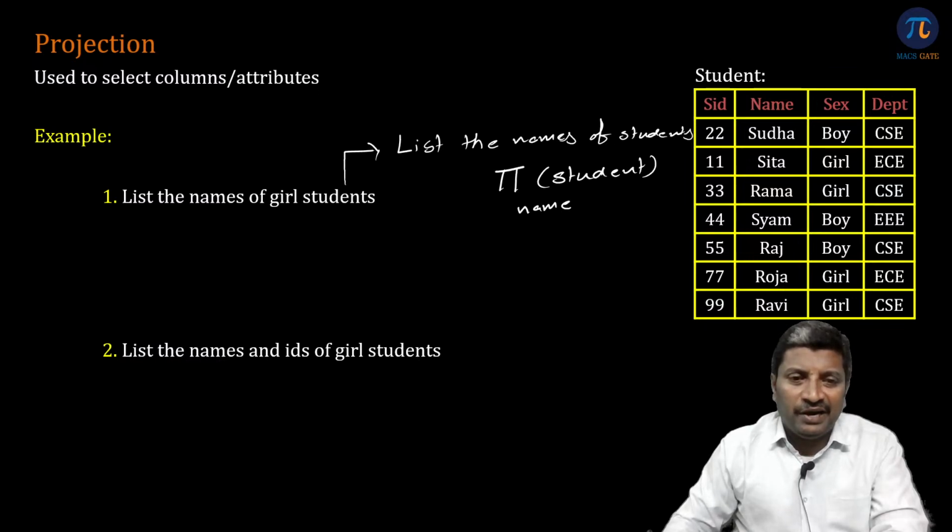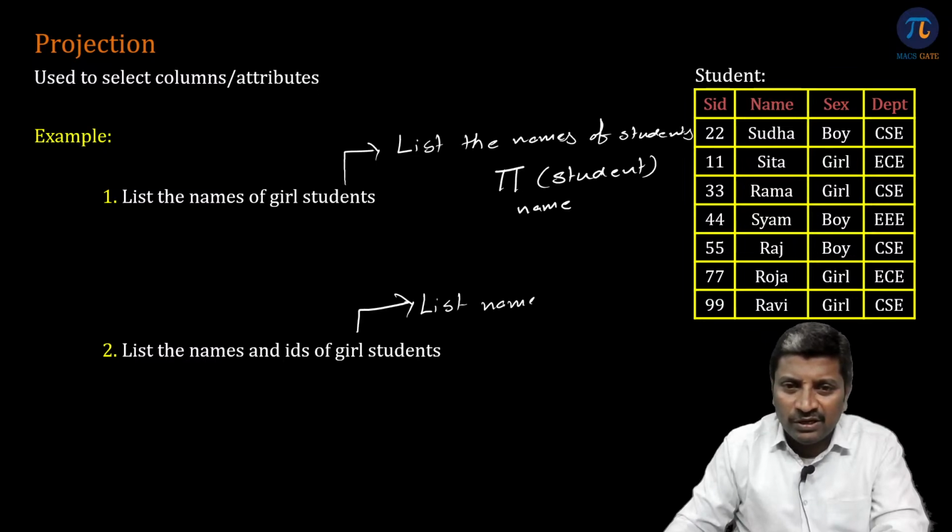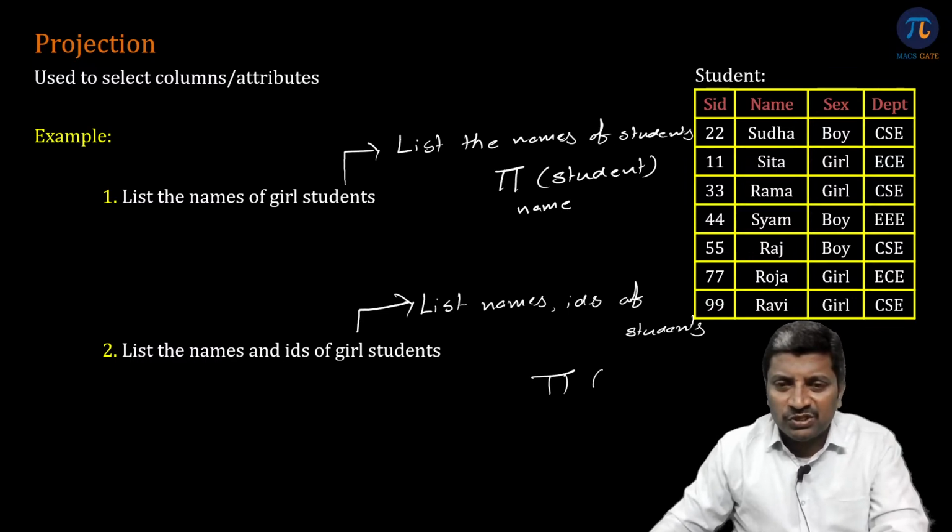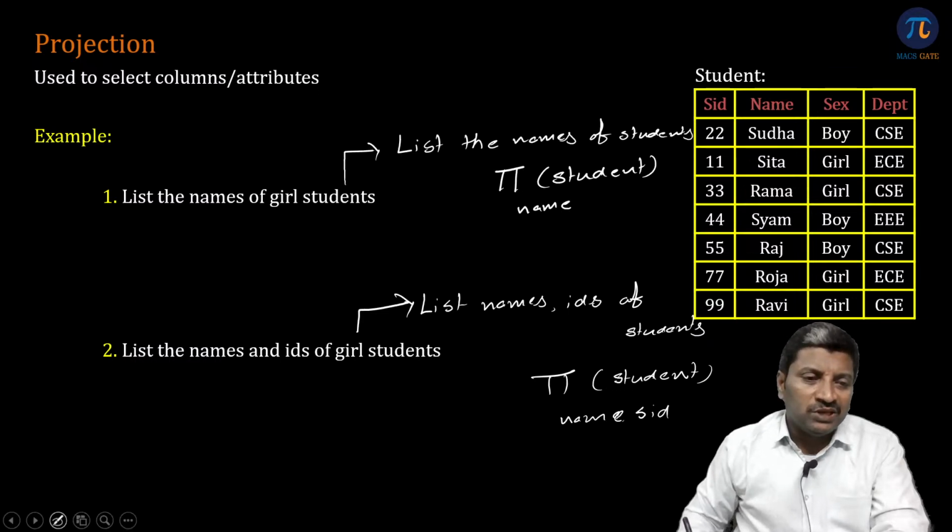List the names and IDs of girl students. This also we do after few seconds, sir. So before going to that one, list names comma IDs of all students. So from the student table, we need two attributes. One is name, the second one is ID, that is SID. Hope you understood it. So that is the basic, sir.